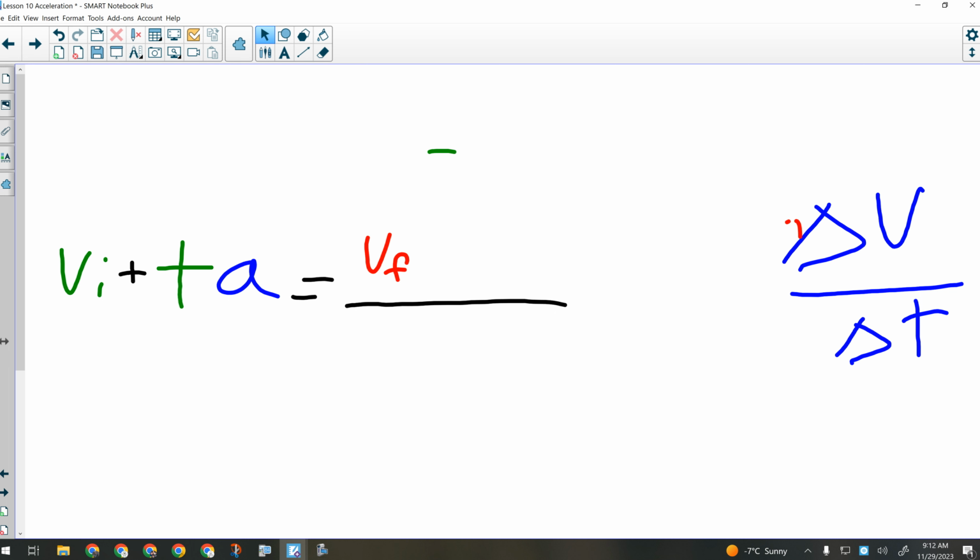You thought that was just a mark on the page, didn't you? That's for my plus sign. Okay, now that's calculating VF.